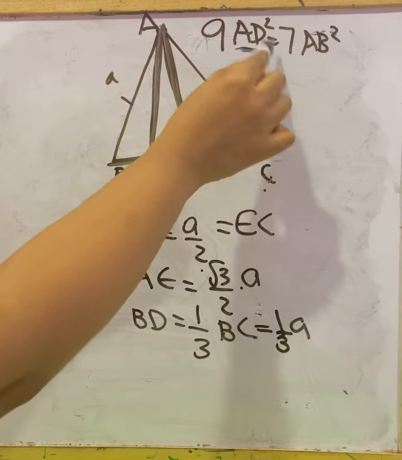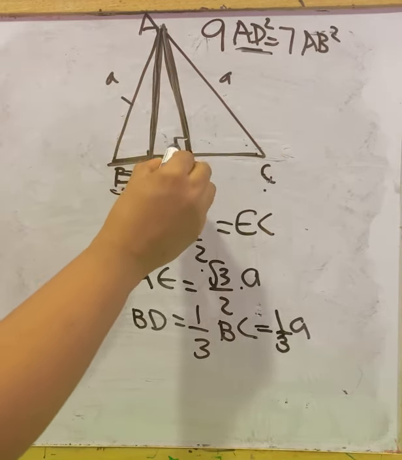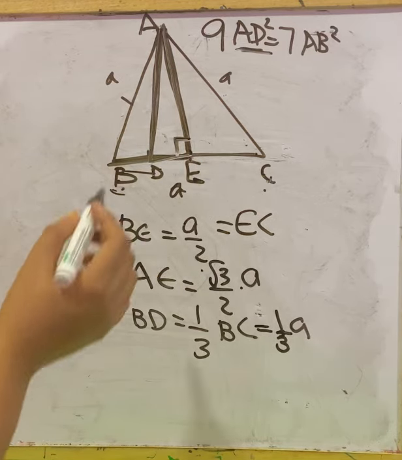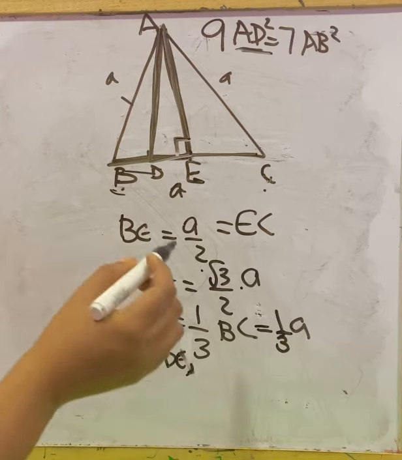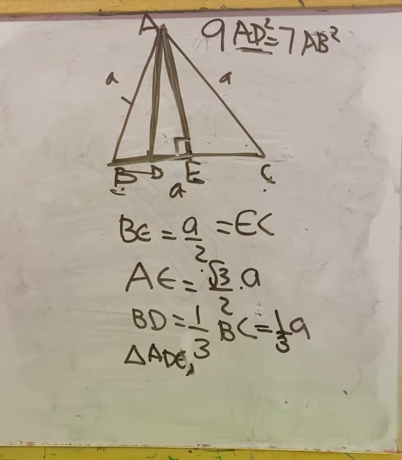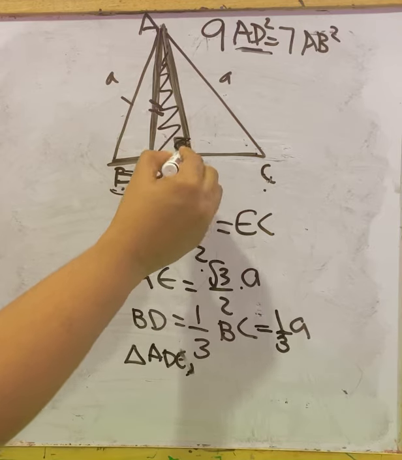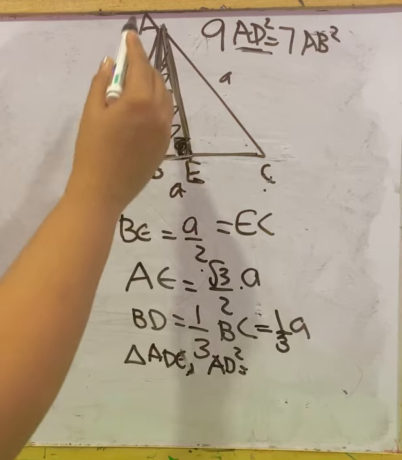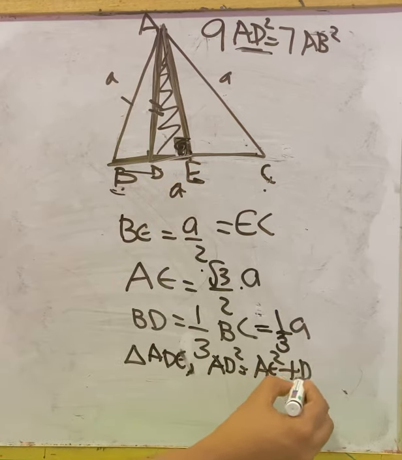Now in triangle ADE, that is the smaller triangle, because we need AD, that is why we are considering the smaller triangle. Here, this is 90 degrees because it is the altitude. In triangle ADE, it's a right triangle, so we will apply Pythagoras theorem. AD will be the hypotenuse. Here we have 90 degrees. So hypotenuse square is equal to AE square plus DE square.